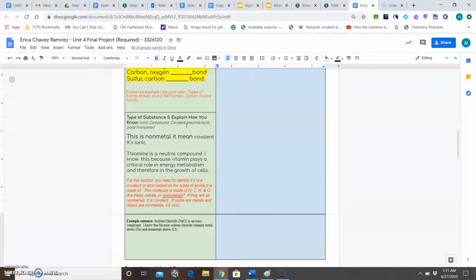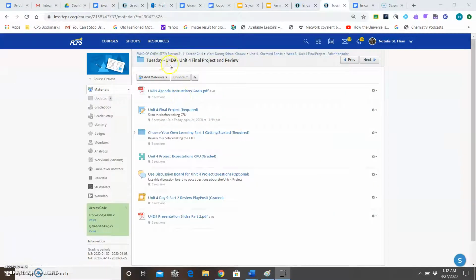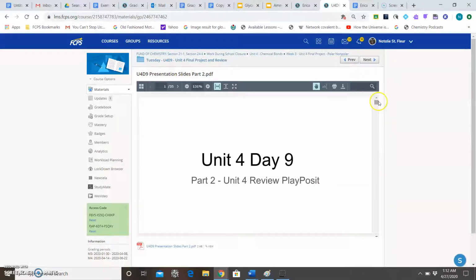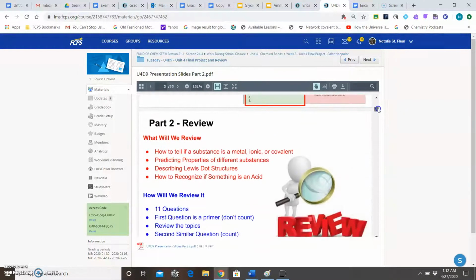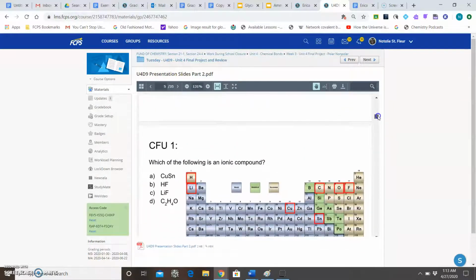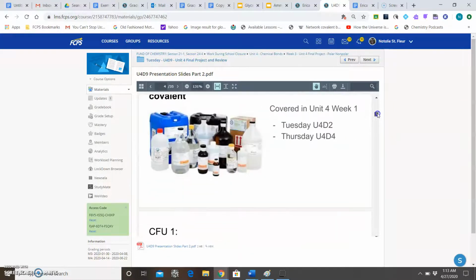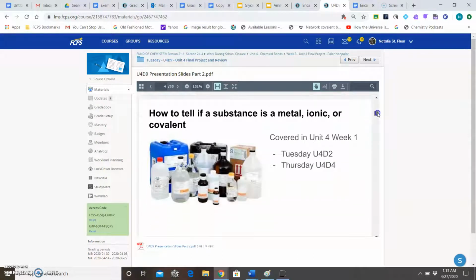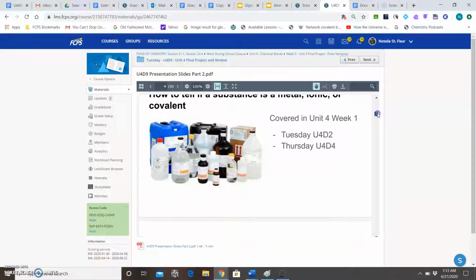So remember, this is where you want to go back into your notes. Okay, so when I say go back into your notes, if you go into the same folder that the project is in, so that's in Unit 4, Week 3, Tuesday, you will find the Part 2 presentation slides. And these slides contain the review material. So what I'm going to do is scroll down, and here's the section that you should be looking at. It sort of starts on slide 4, how to tell if a substance is metal, ionic, or covalent.